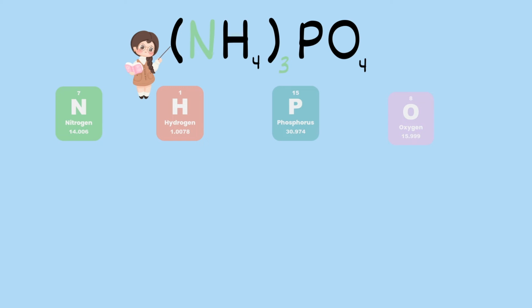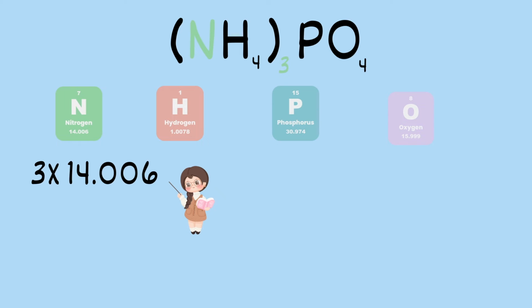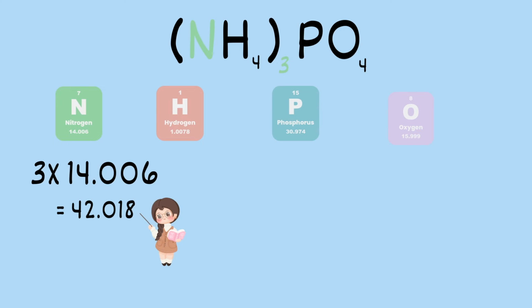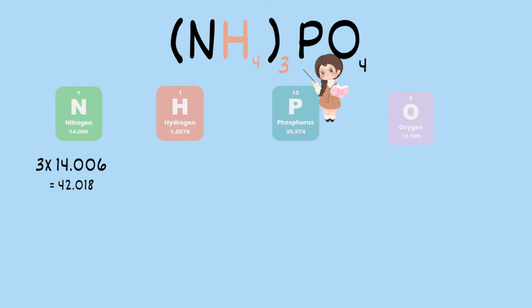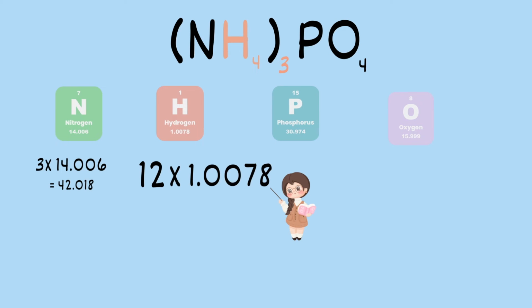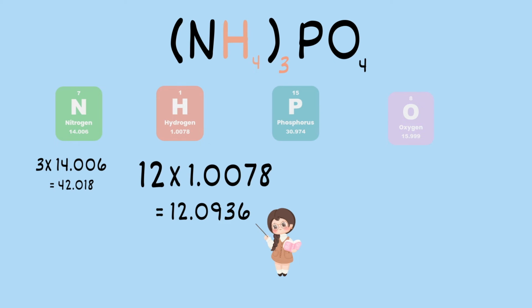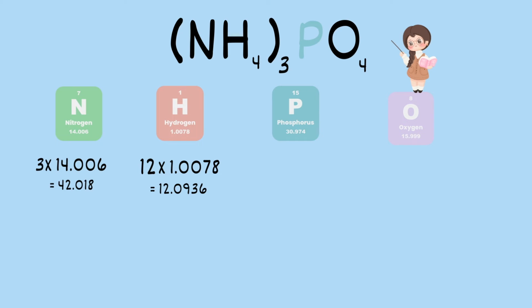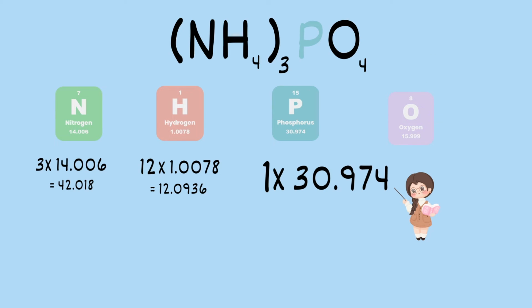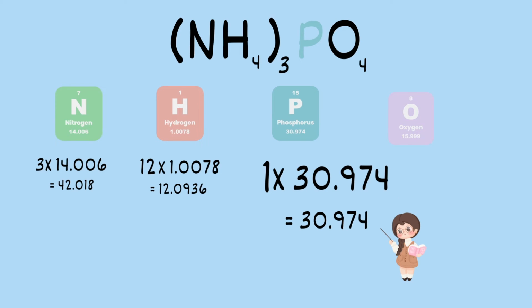Starting off with nitrogen, we have 3 nitrogen in our molecule, multiplied by the molar mass, 14.006. That gives us 42.018. Next, there are 12 hydrogen atoms here, multiplied by the molar mass, 1.0078, and we get 12.0936. Phosphorus, we just have one atom, so 1 times 30.974, that's going to give us 30.974.